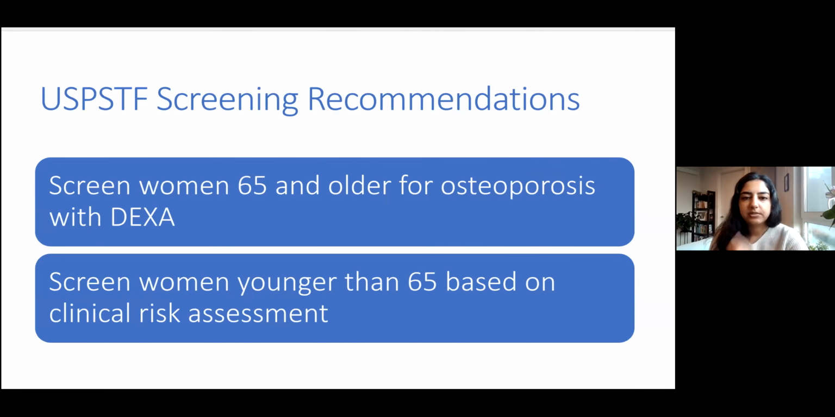We'll talk about lifestyle modification later. So in terms of screening recommendations for osteoporosis, the USPSTF recommends screening all women 65 and older with a DEXA.